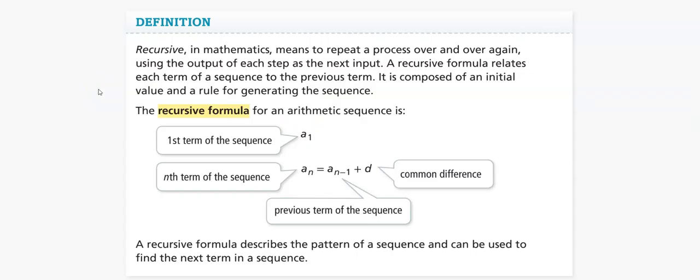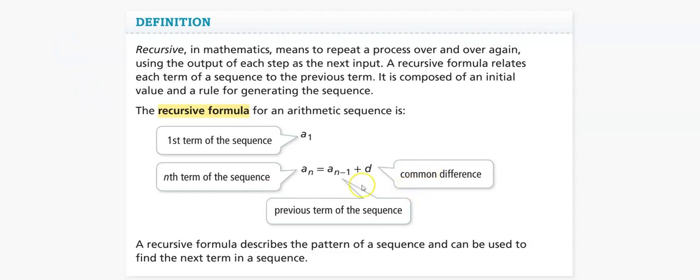Okay, this lesson is full of vocabulary and note-taking because it's a lot of stuff that you haven't learned before. So here we're going to go ahead and write down the definition of recursive. So with arithmetic functions, you can write either recursive formulas or you can write explicit formulas. The recursive formula is as follows. In mathematics, recursive means to repeat a process over and over again, using the output of each step as the input of the next. A recursive formula relates each term of a sequence to the previous term, and it's composed of an initial value and a rule for generating the sequence.